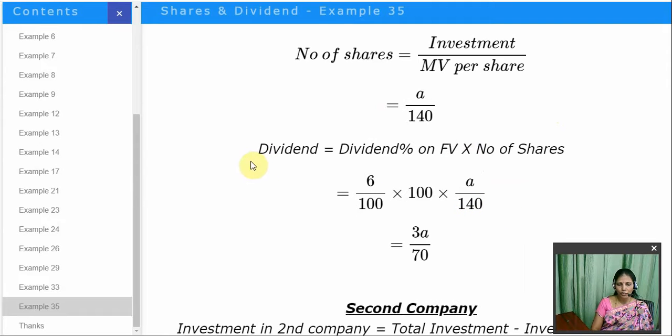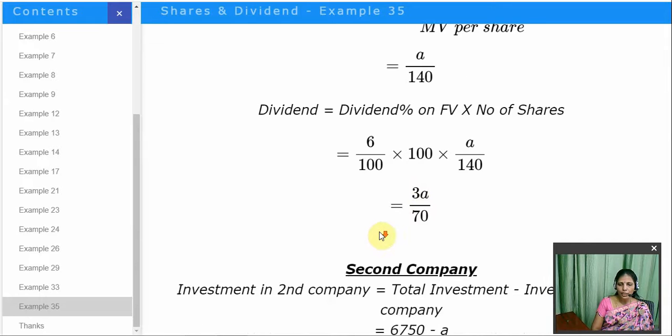Out of this number of shares, how much he has received as his income. So this is the formula to find the income, that is dividend. It's equal to dividend percentage on face value into number of shares. Dividend percentage is already given, 6%, on face value 100, which we assumed. Number of shares is what we have found here as A by 140. Just substitute, simplify, you will get 3A by 70. Now this is his annual dividend from the first company. Okay, so we found the dividend of the first company.